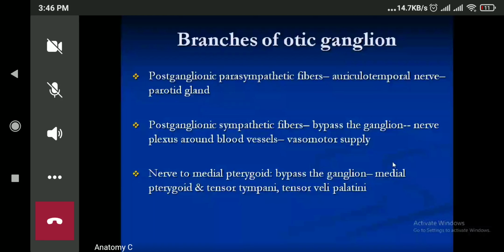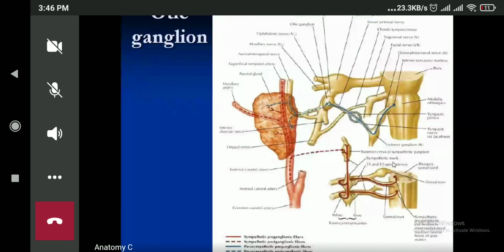So the most important thing you have to know over here is the muscles of mastication. Next one is the otic ganglia. Right? Just see this diagram. Do you have any confusion?